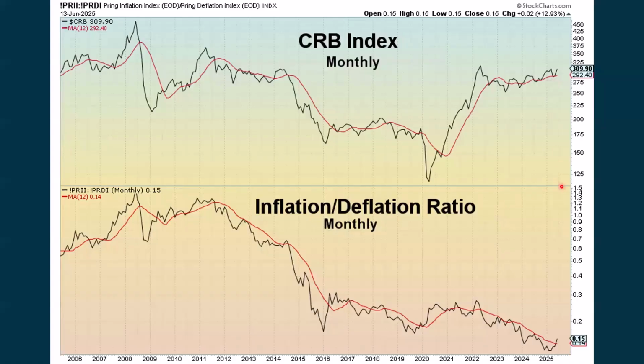Now, what we're seeing down below is inflation versus deflation on a ratio basis, monthly chart. We're, for the first time in quite some time, starting to break above the moving average. So this could be somewhat inflationary, but this is a monthly chart, and we're just about halfway through the month. It won't update until the end of June and be completed, but we'll just watch this and see if that's causing some kind of a concern.